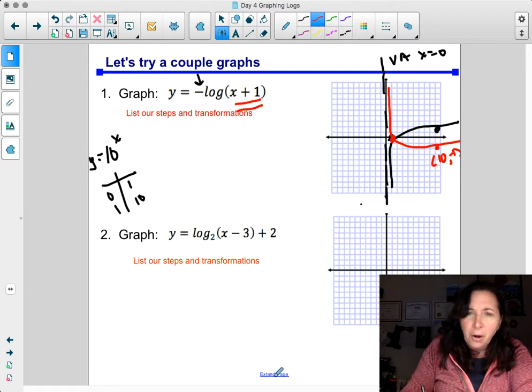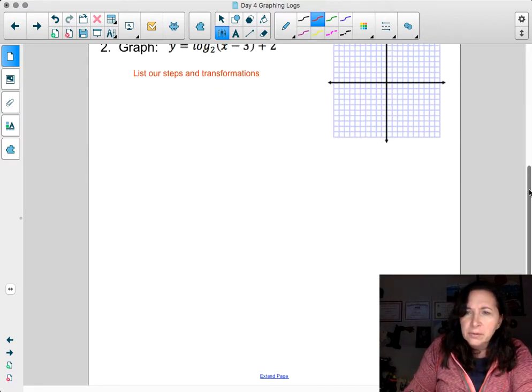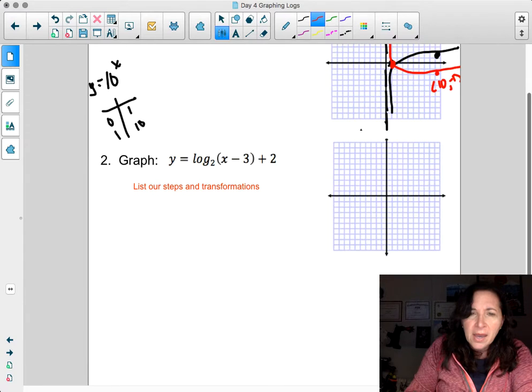Now this problem here has a few more steps. And what I want you to notice is that this is a base 2, all right?